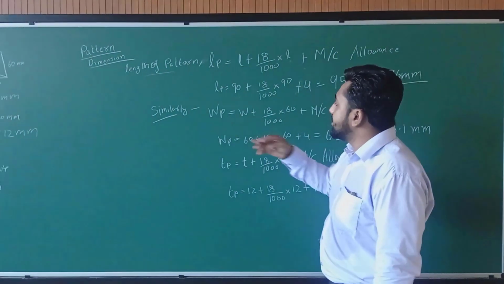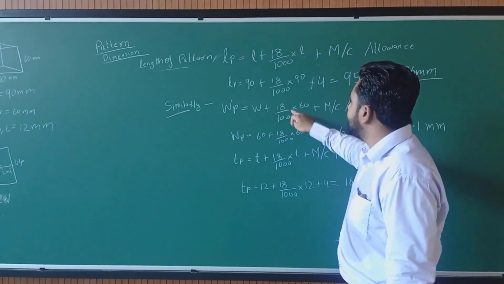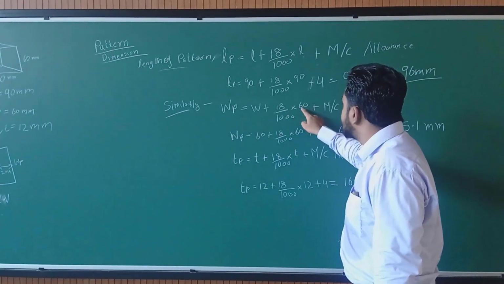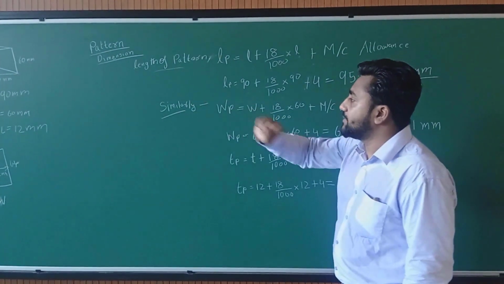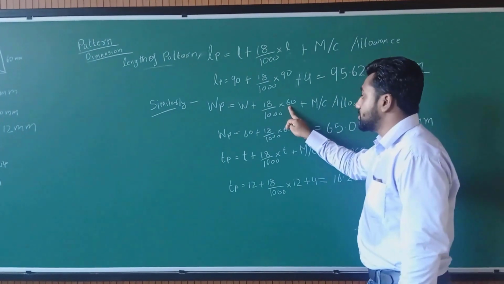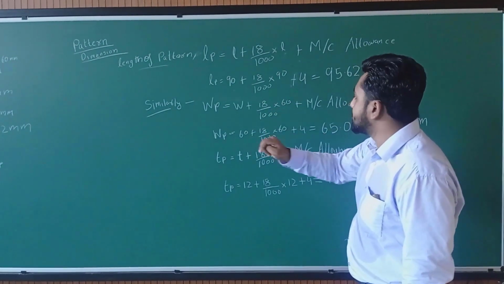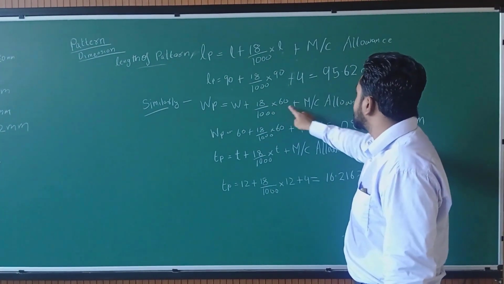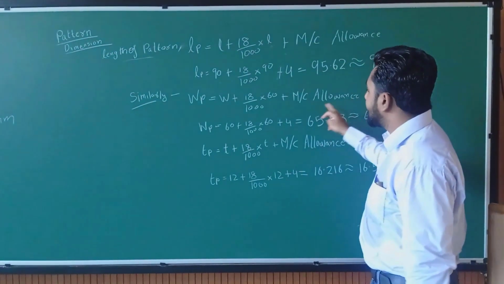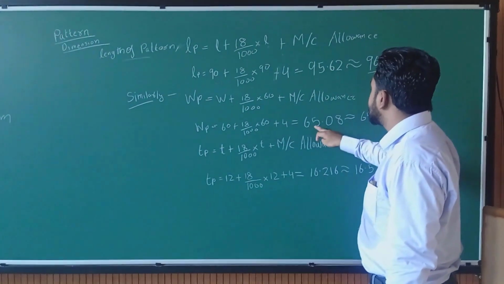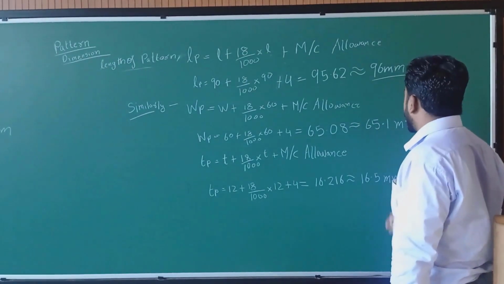Similarly, if we calculate the width of the pattern, it will be W plus 18 by 1000 into 60, where 60 is the desired width, W. As 18 by 1000 is the solid shrinkage of aluminium, it is multiplied by 60 plus the machining allowance. The machining allowance is fixed, that is 4 mm. If we put in the values, we get 65.08 mm, which is close to 65.1 mm.